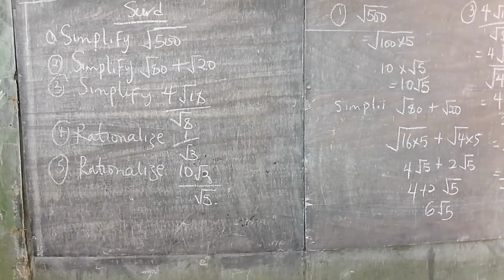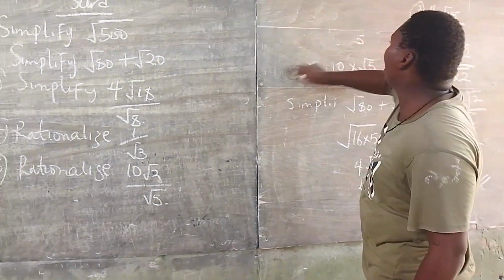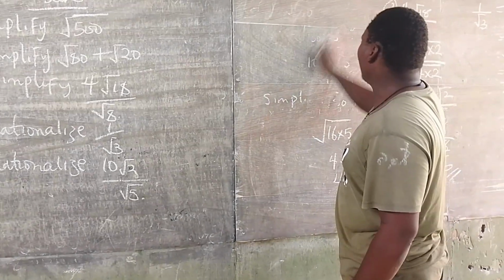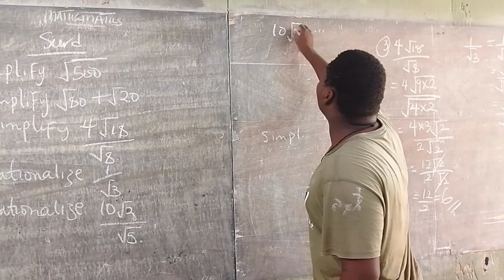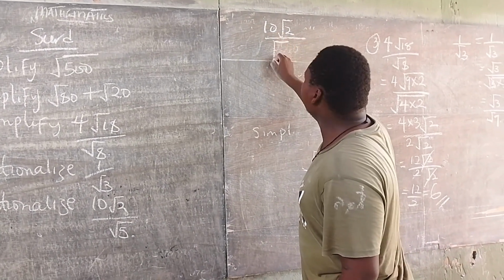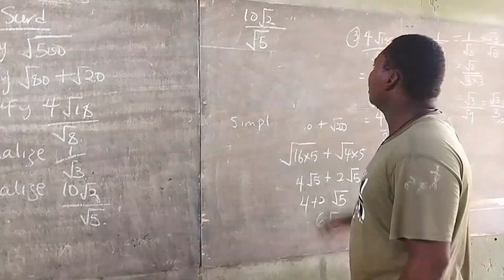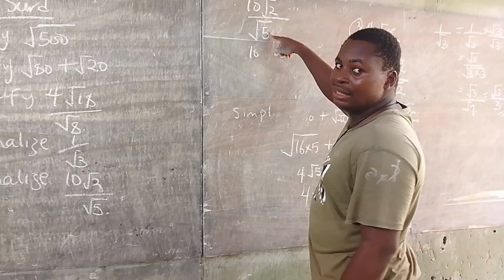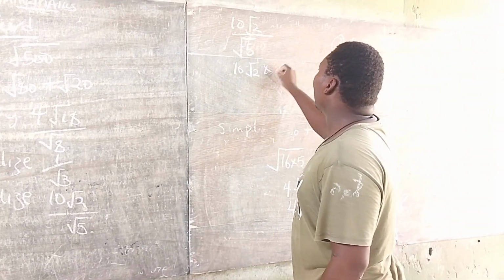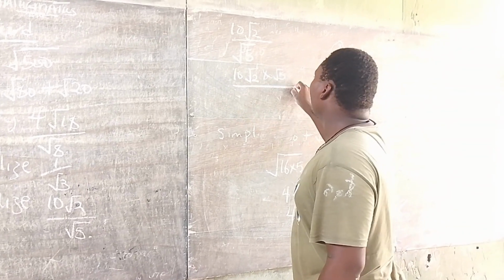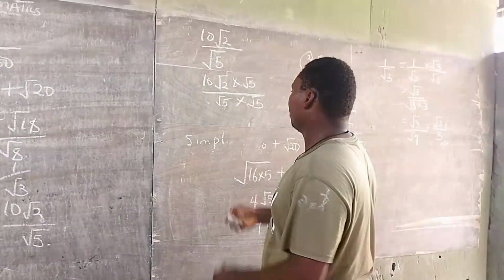We have the last question there. Rationalize 10 root 2 over root 5. Now we have 10 root 2 over root 5. This is very simple. Just multiply by the same thing. We have 10 root 2 times root 5 over root 5 times root 5.